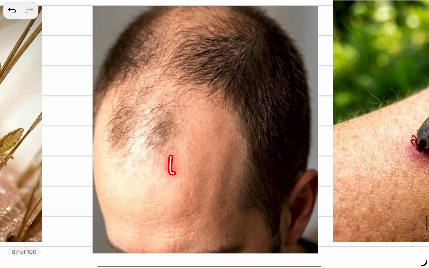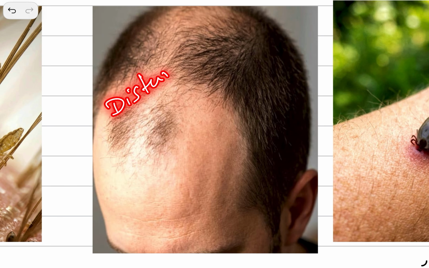Then we can say they are having this problem because self esteem is reduced, or else we can say disturbed body image. Okay, disturbed body image. So as evidenced by what? As evidenced by the alopecia. Okay, related to alopecia.